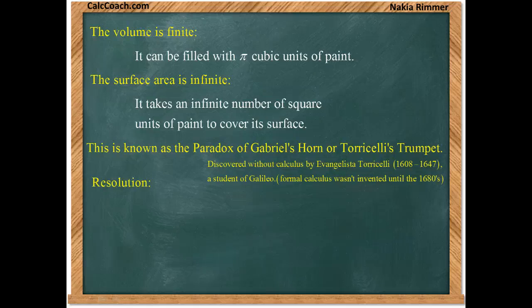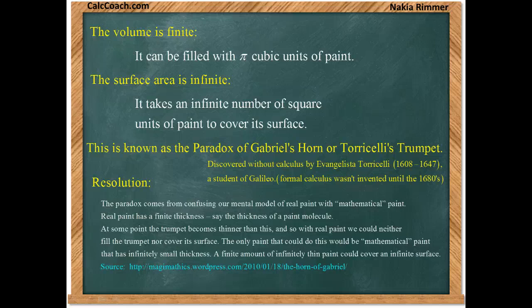And it's the idea of our physical notion of paint that holds us back. You see, real paint will have a finite thickness. And so, let's say it's the thickness of a paint molecule. At some point, this horn becomes thinner than the thickness of a paint molecule. So we won't be able to actually fill it with the real paint. And of course we wouldn't be able to paint it either.